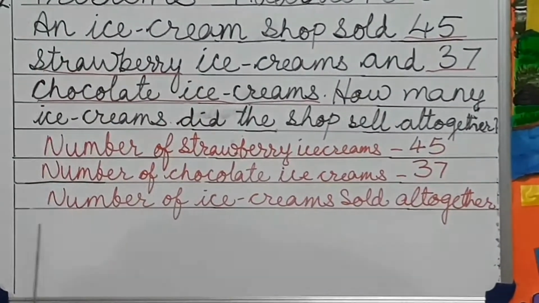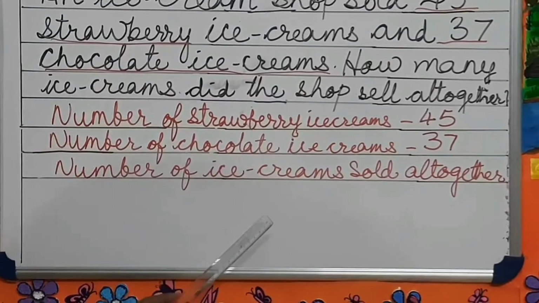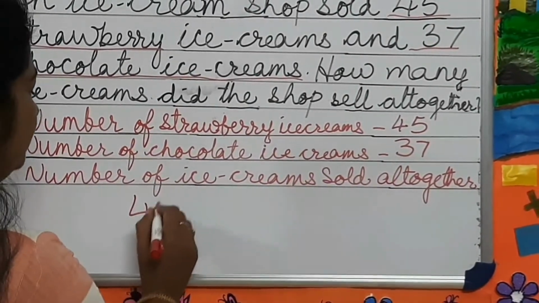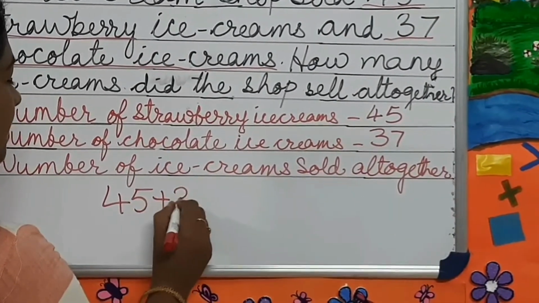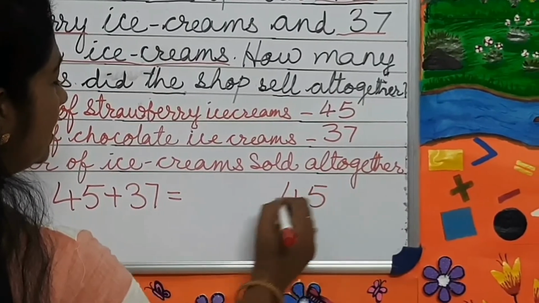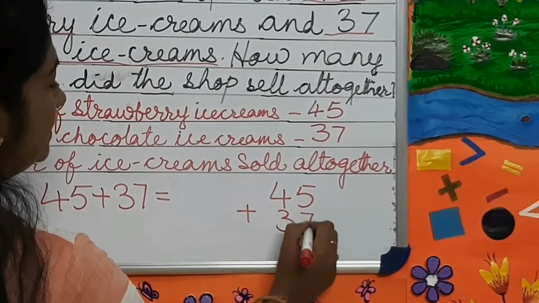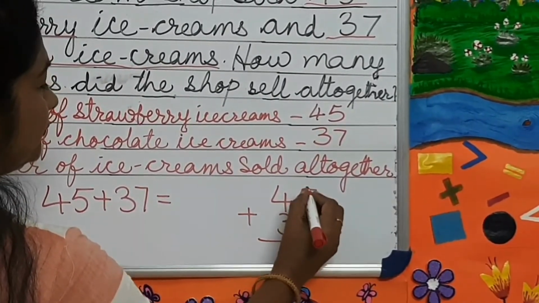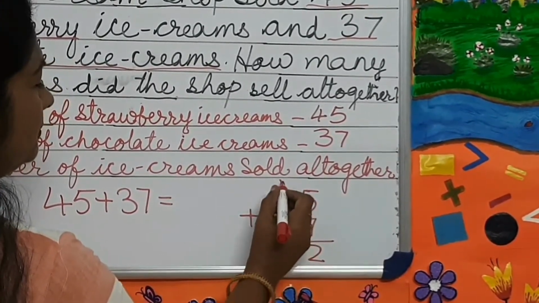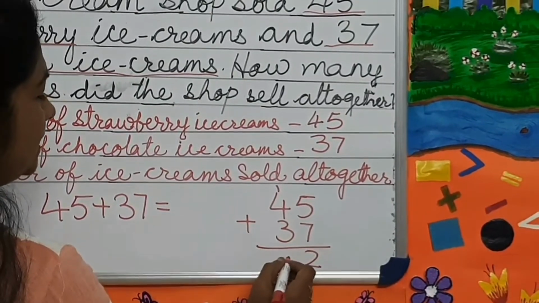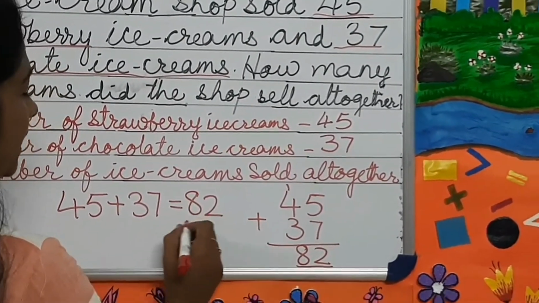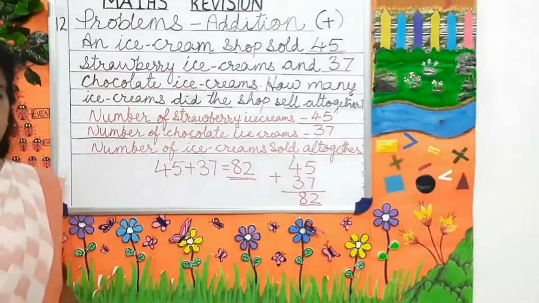Okay, now we have to find out number of ice creams sold altogether. That means 45 plus 37. So you can work out here 45 plus 37. 5 plus 7, 12. 1 is carried over here. 4 plus 1, 5 plus 3, 8. So the answer will be 82.